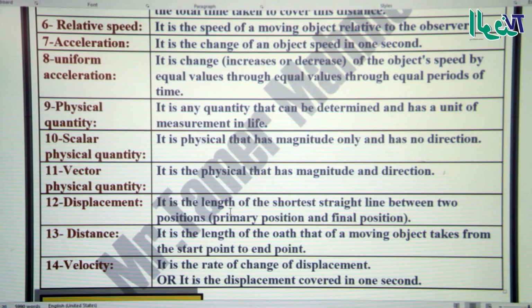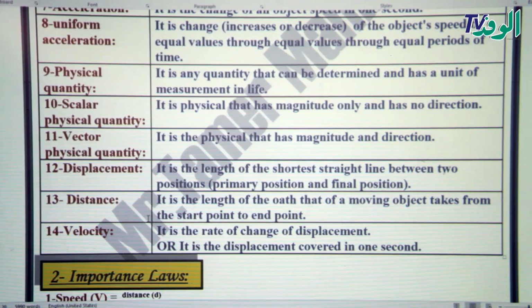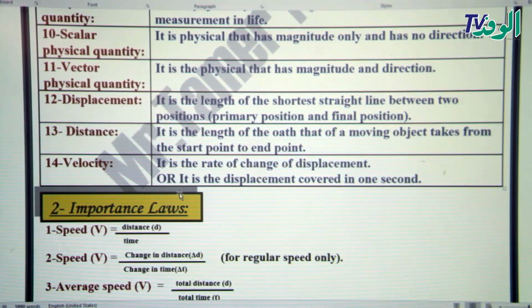It is the length of the shortest straight line. You remember? And this is the differentiating between distance and displacement. The displacement, it is the length of the shortest straight line between two positions, primary position and final position. Yes. What about the distance? It is the length, the actual length, very good, the actual length that the moving object takes from the start point to the end point. And now, what's meant by the velocity?